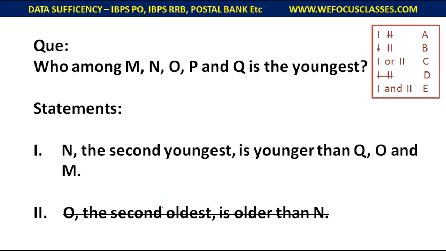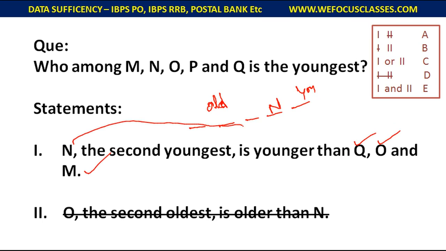So we ignore the second statement and use only the first statement and try to solve the question. If you get a unique answer, then the first statement is sufficient to answer the question. Who among M, N, O, P, Q is the youngest? The first statement says N is the second youngest. So out of the 5, oldest and youngest will be there, positions 1, 2, 3, 4, 5. And in this, the second youngest is N. And N is younger than Q, O and M, friends. So N is younger than these 3 persons. It means Q, O and M are older than N.